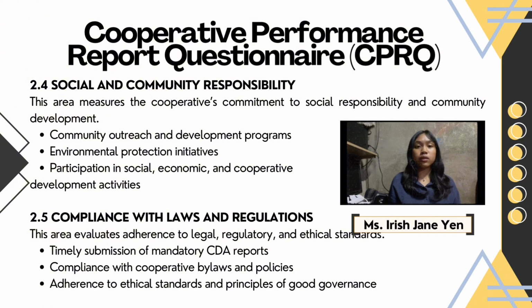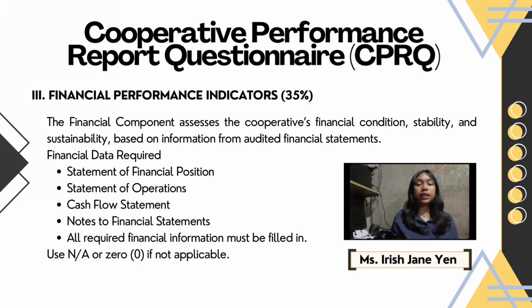Second is compliance with laws and regulations. This area evaluates adherence to legal, regulatory, and ethical standards. Indicators include timely submission of mandatory CDA reports, compliance with cooperative bylaws and policies, and adherence to ethical standards and principles of good governance. These indicators ensure that the cooperative operates responsibly, ethically, and within the law. After discussing the non-financial aspects, we now proceed to the financial performance indicators. The financial performance indicators account for 35% of the total CPRQ score.